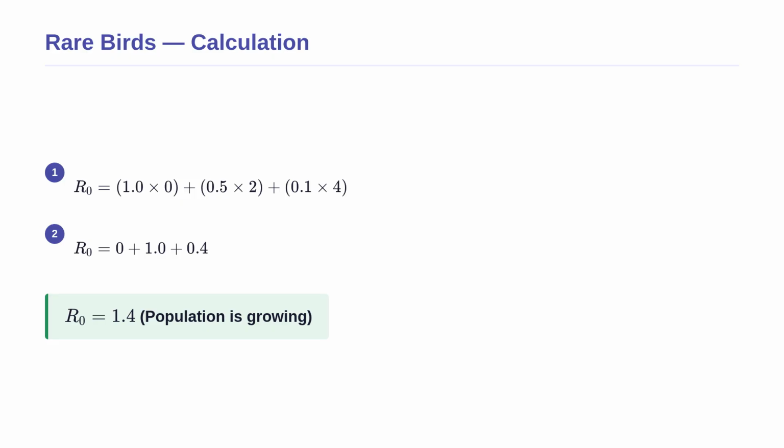Now, let us execute the calculation we just set up. We plug in our specific numbers. For age 0, the birds are alive but have 0 babies, so 1.0 times 0 is 0. For age 1, half the birds are alive and have an average of 2 babies, giving us 1.0. For age 2, only 10% survive, but they have an average of 4 babies, giving us 0.4. Adding these together, 0 plus 1.0 plus 0.4 gives a final R0 of 1.4.